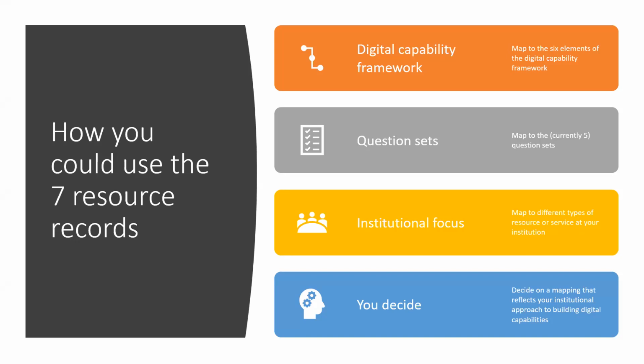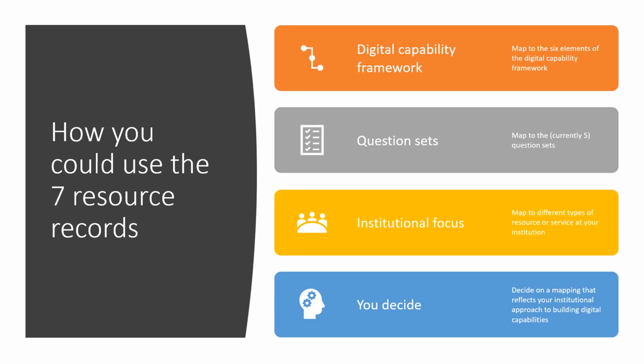So what we're going to do is offer you some ideas, and really these are ideas. It's completely up to you how you use your records. The first idea, I'm going to expand on each of these a little bit more, is that you decide to use your 7 resource records to link to the digital capability framework headings, to the 6 elements, and I'll talk a bit about that in detail.